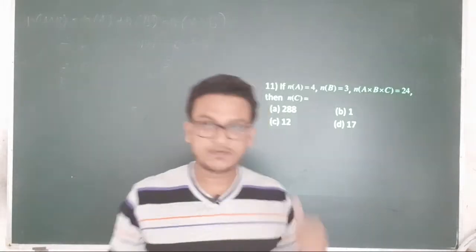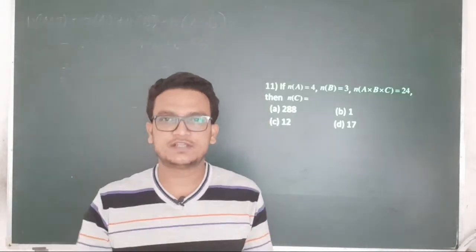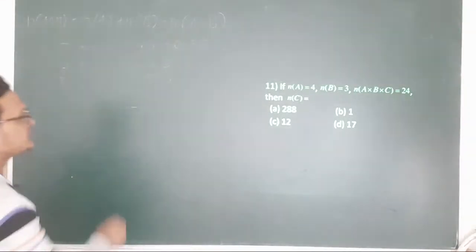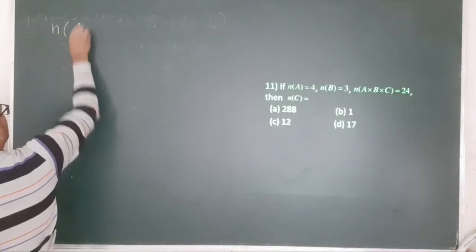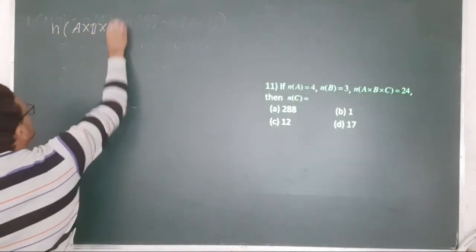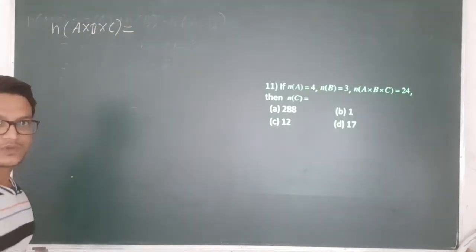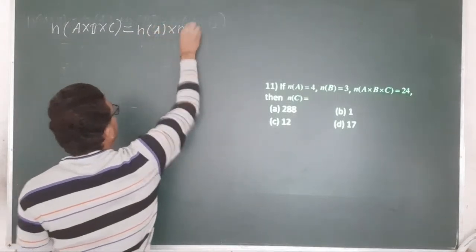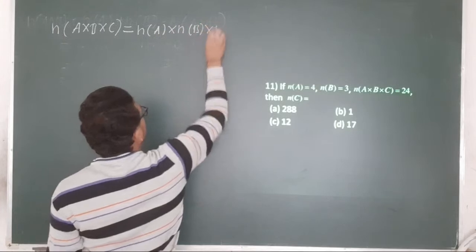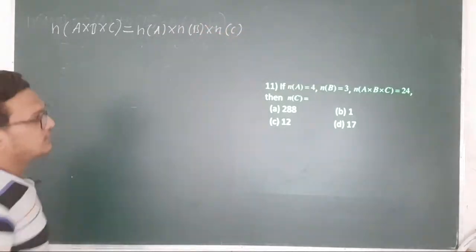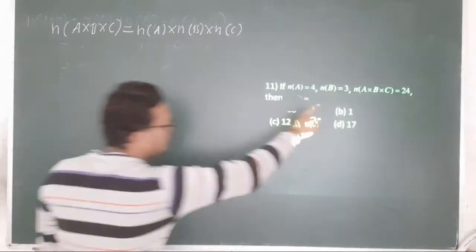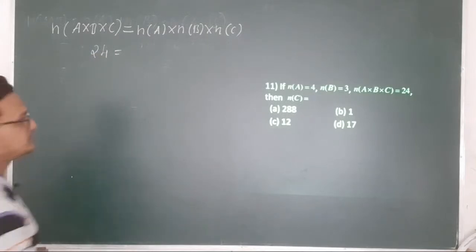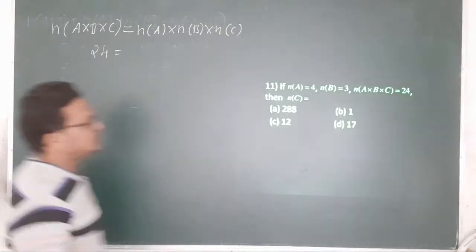Whenever I give the solutions, I write some of the standard results. You have to note them. Just don't simply watch the video. So the formula for n of A cross B cross C is n of A into n of B into n of C. Now put the values. n of A cross B cross C is 24.